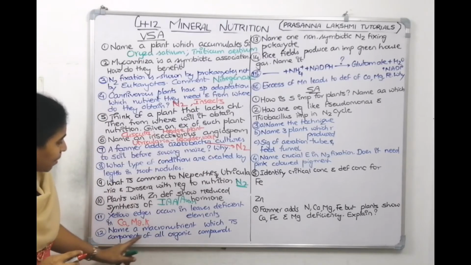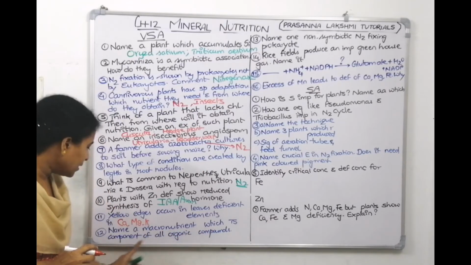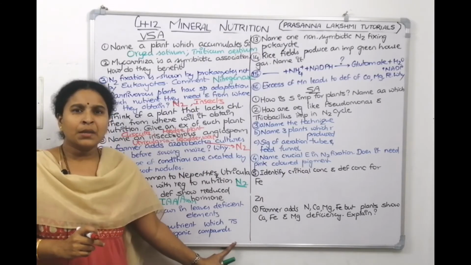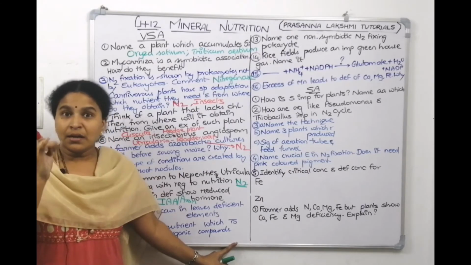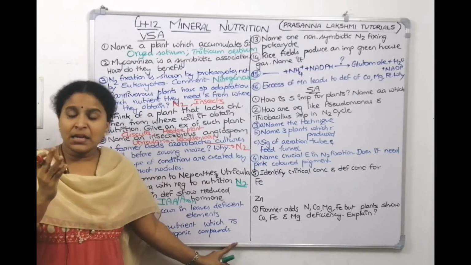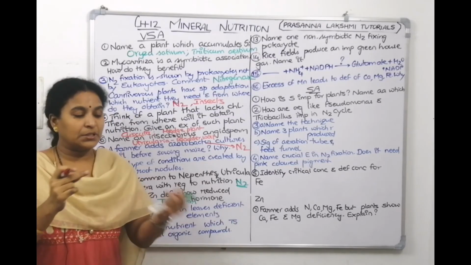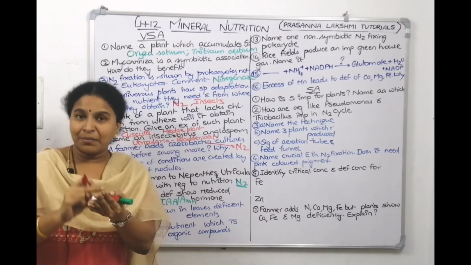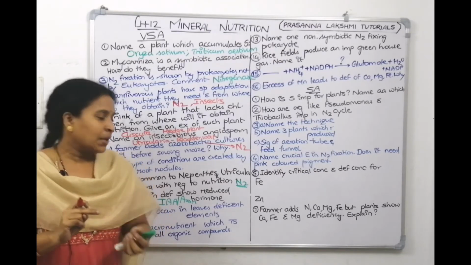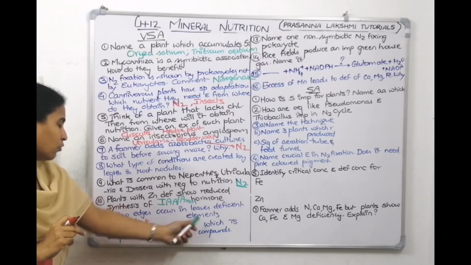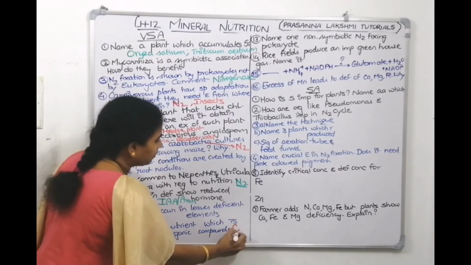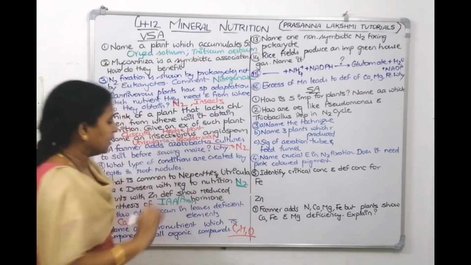Next one, name a macronutrient which is component of all organic compounds. Come on, think. Carbon, hydrogen, oxygen. I think carbon, hydrogen, oxygen are present in carbohydrates also, proteins also, lipids also, vitamins, nucleic acids also, right? So, name a macronutrient element which is component of all organic compounds. We can go with carbon, hydrogen, oxygen, right?